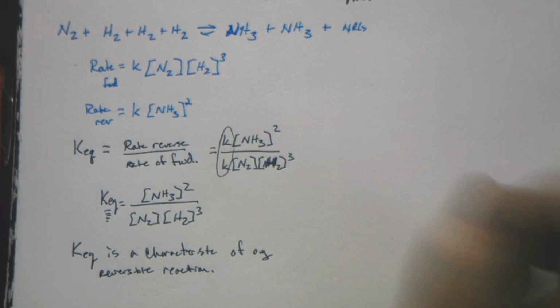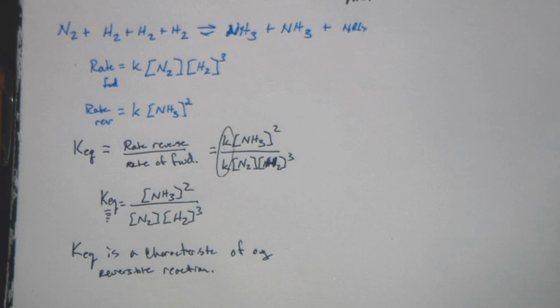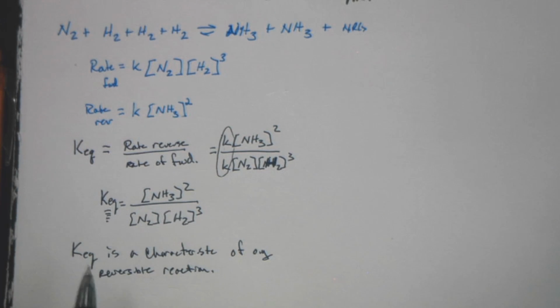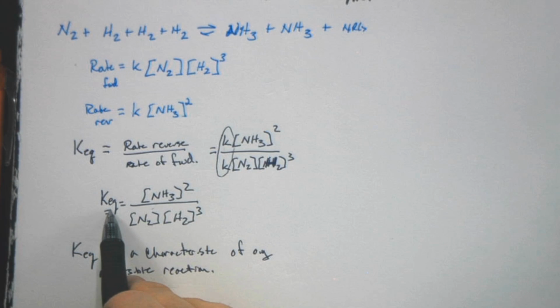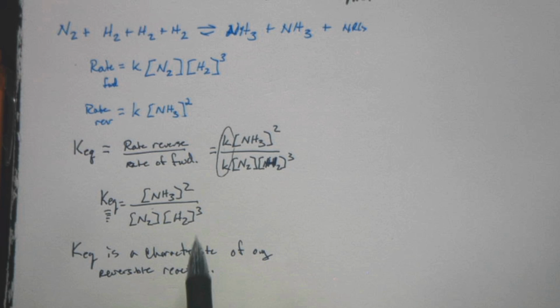KEQ is a characteristic of any reversible reaction. Whenever you have reactions that are reversible, going back and forth at the same time, and it reaches equilibrium, no matter what the concentrations are at that equilibrium, the KEQ will always be the same. If you do this to those concentrations, this will always be the same number for any particular chemical reaction every time. So we use this to our advantage.